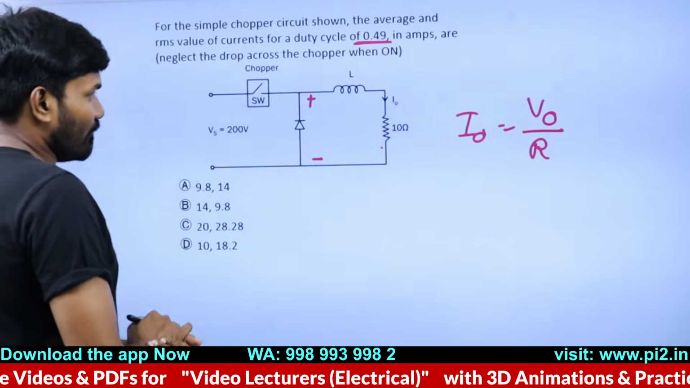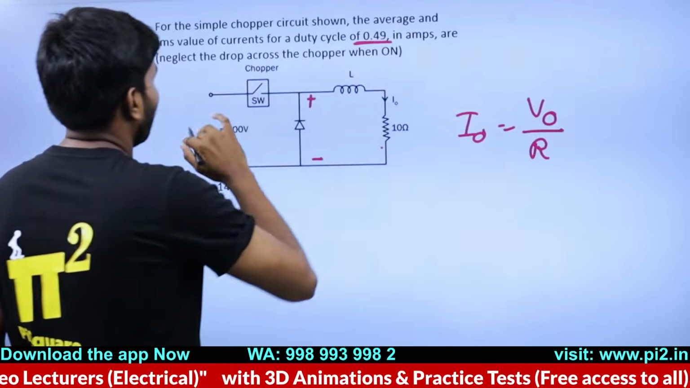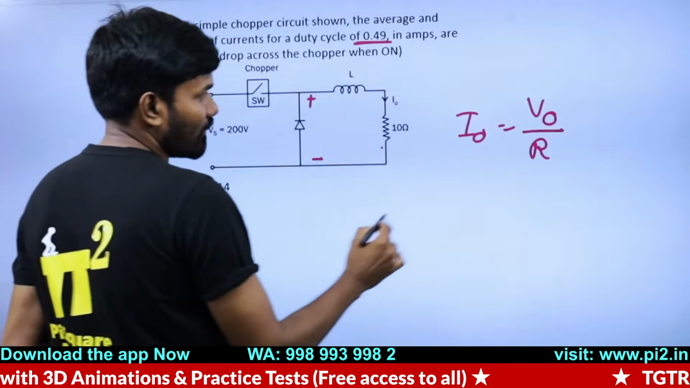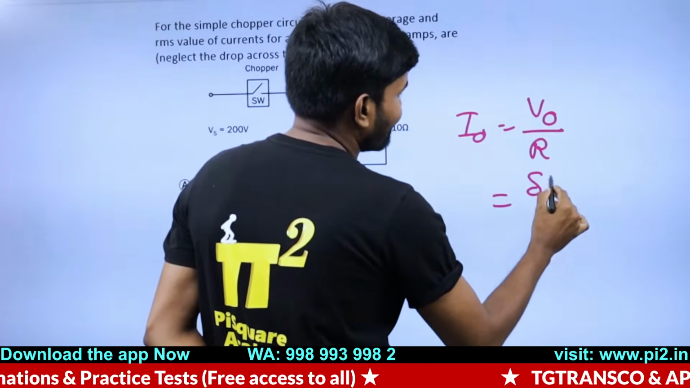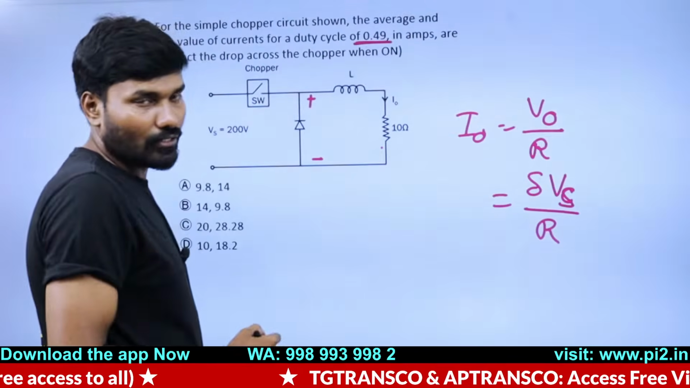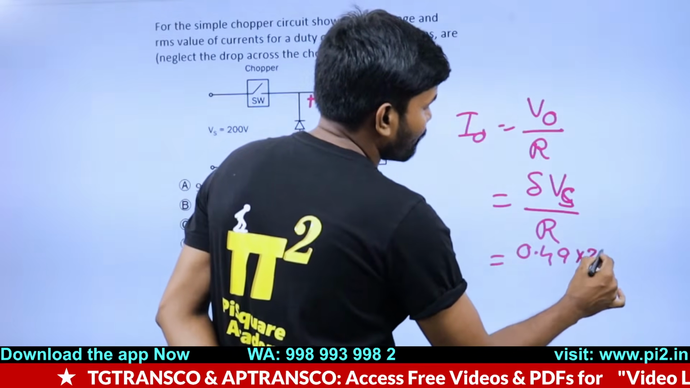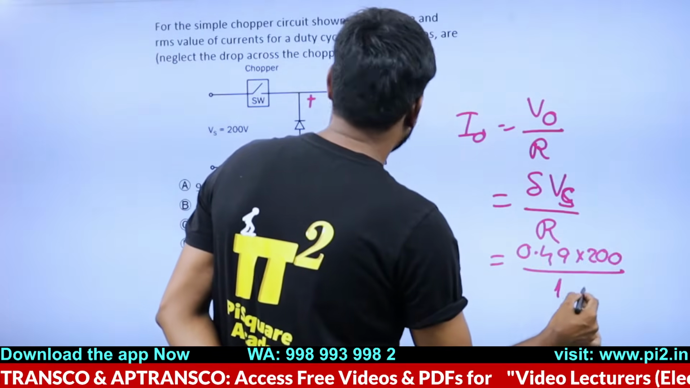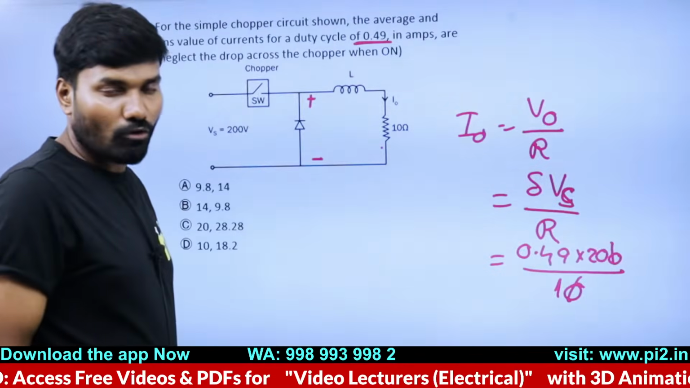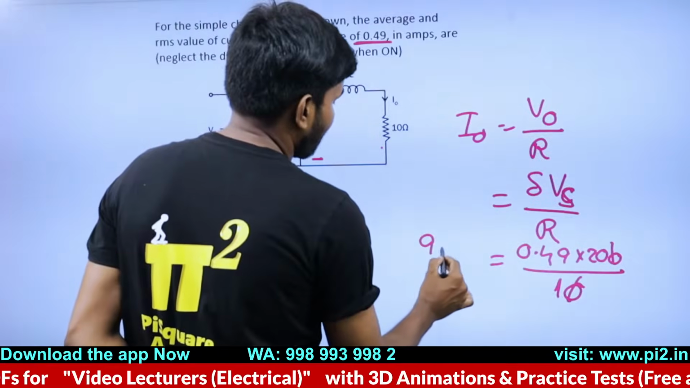Anyways, I0 is equal to V0 by R. You're asked to find the current I0 average value. So I'm writing this as delta into Vs by R, so delta is 0.49 into Vs is 200 by 10 ohms. 49 into 20, 4.9 into 2, which is 9.8 is the answer.